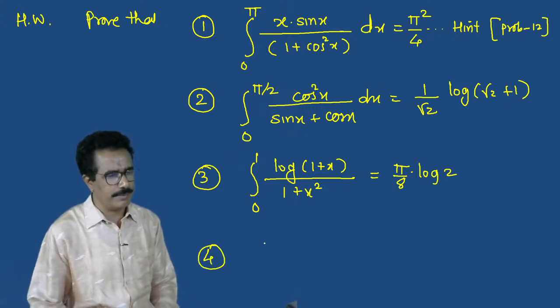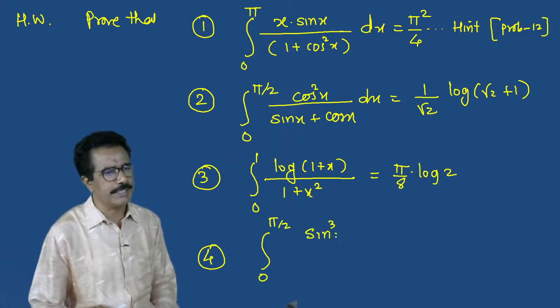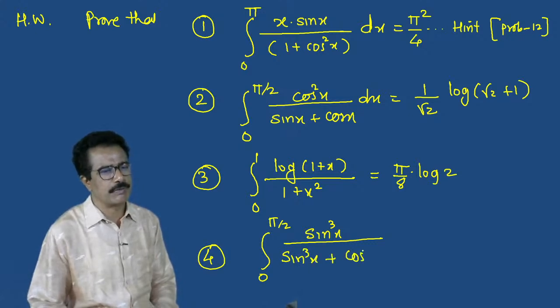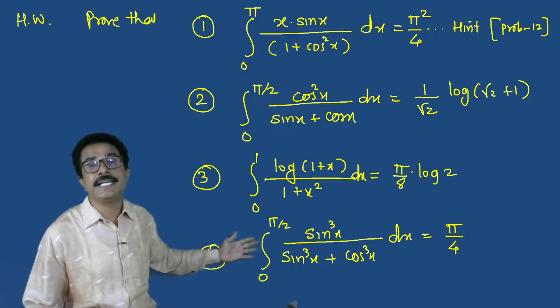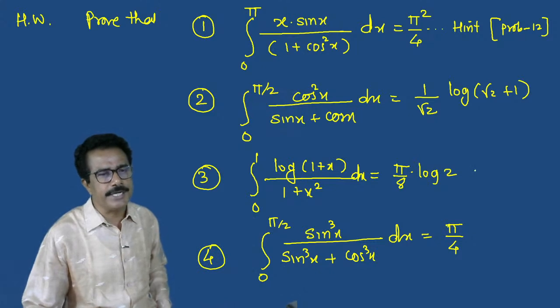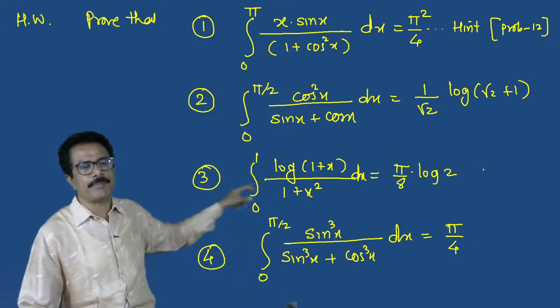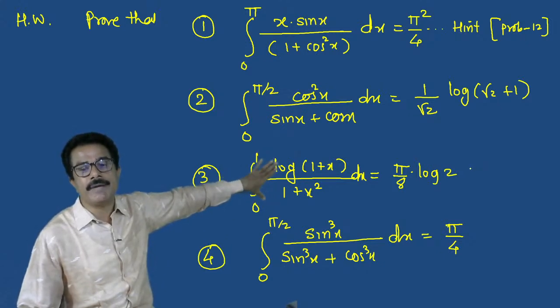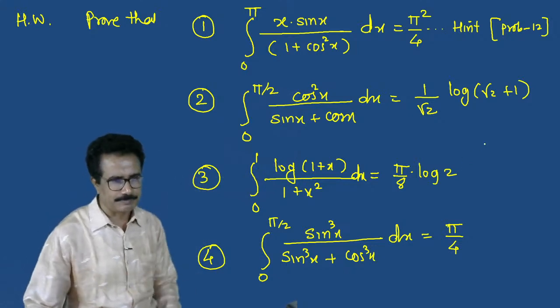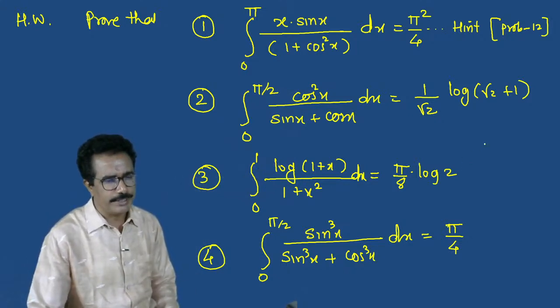So the fourth problem: integral from 0 to pi by 2 of sin cube x divided by sin cube x plus cos cube x dx, which is equal to pi by 4. Now you have to solve this problem like yesterday's problem. This is the hint: solve it like problem number 11. Okay, no problem.